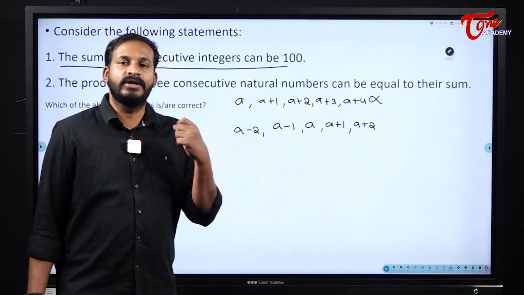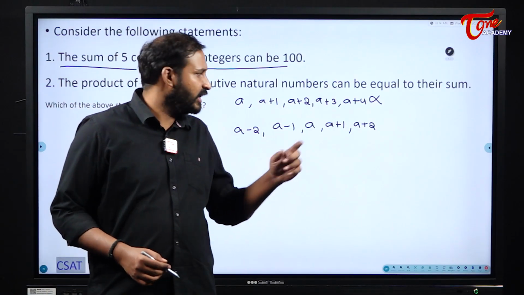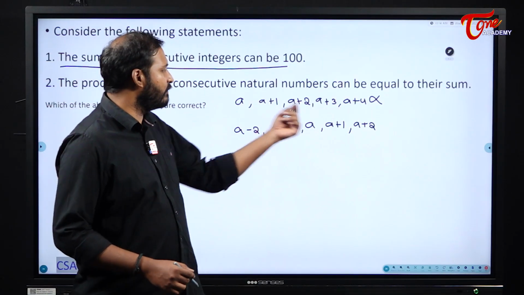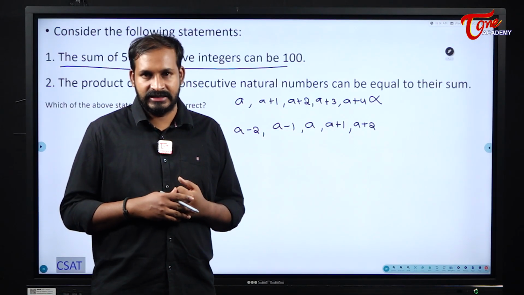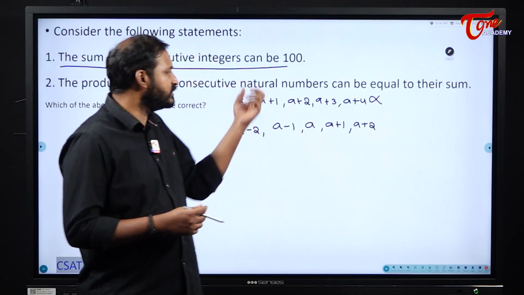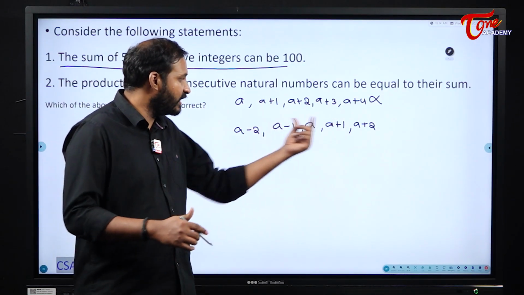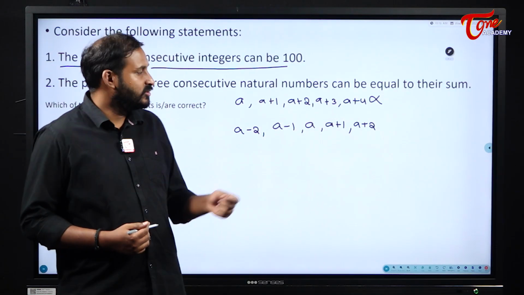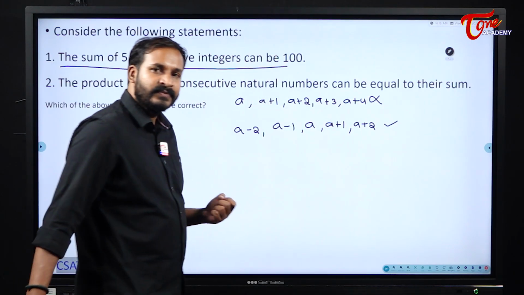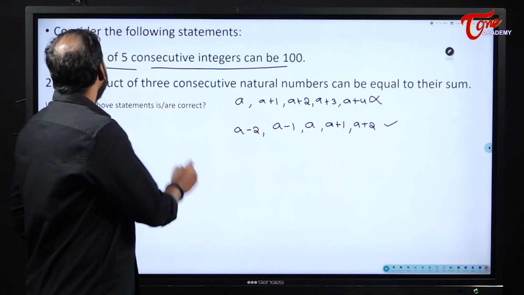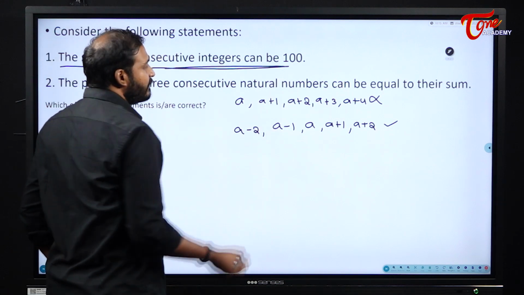So, whenever you take consecutive integers, students, don't take them in a continuous manner like this. Take one plus and one minus, so that it will be easy while calculating. Why? Because later while solving the problems, most of the terms will get cancelled if we have plus and minus. So while taking consecutive integers, please try to take them in this manner, so that you will get the answers very quickly.